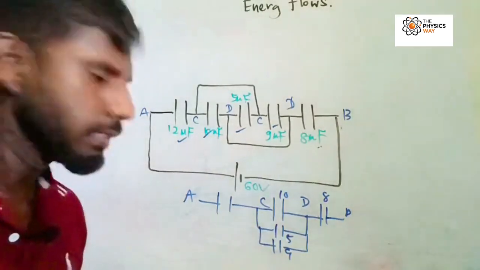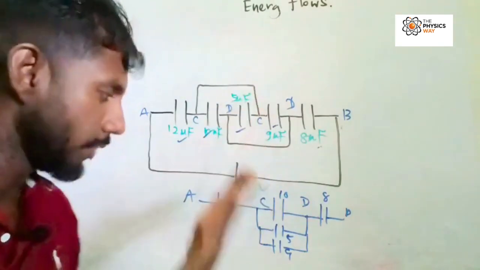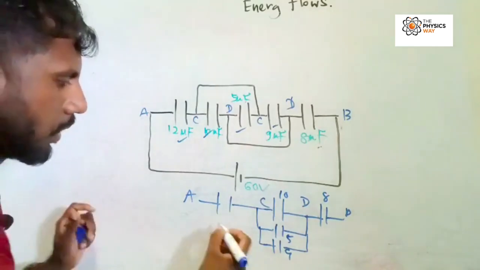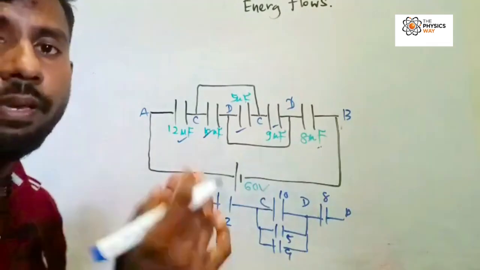These three capacitors are parallel, of course, you can see it. So what we have to do is we can directly add them, right? So 10, 15, 9, 24. And here, of course, it's 12. So then these three capacitors will be in series.